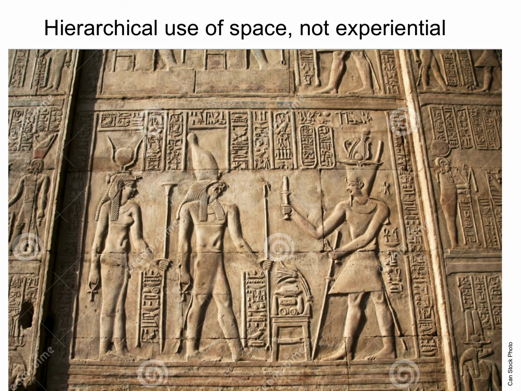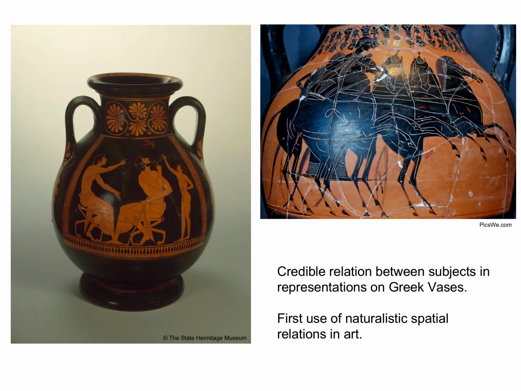In Egyptian representation, there is always a hierarchical use of space. Some elements are very large, others are small. There is very little overlapping of information. So it is not an experiential phenomenon as it happens on Greek vases.